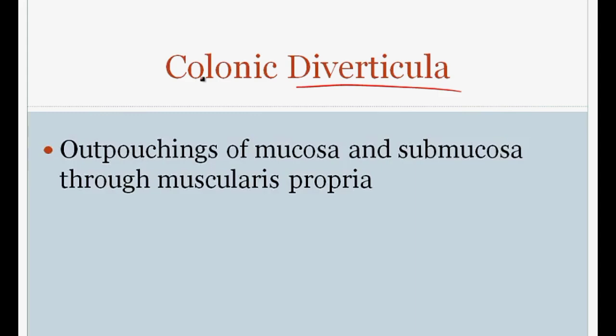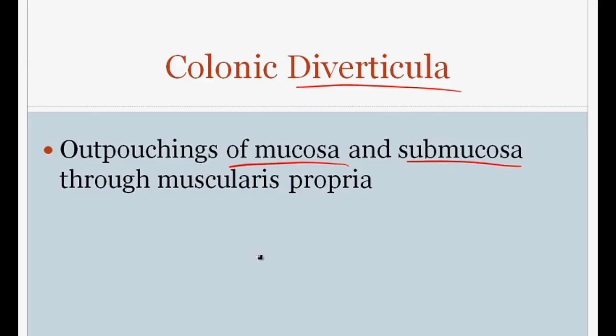The outpouching is a pseudo-diverticulum. Remember that the pseudo-diverticulum means that you only push out part of the wall instead of the entire wall. So that's what the pseudo refers to, part as opposed to the entire wall. And in this particular case it happens to be the mucosa and the submucosa that go through the muscularis propria.